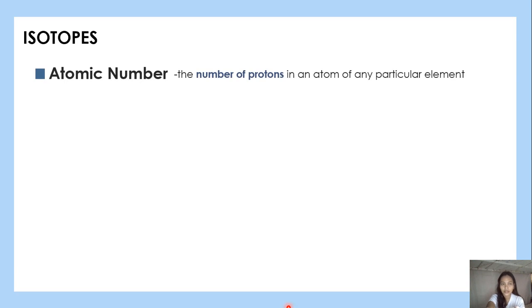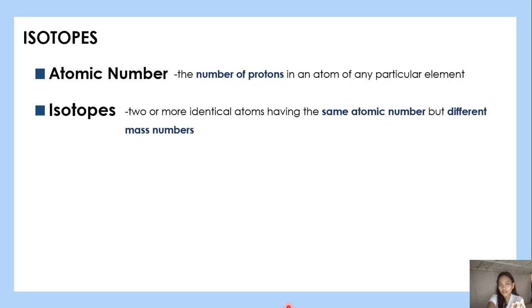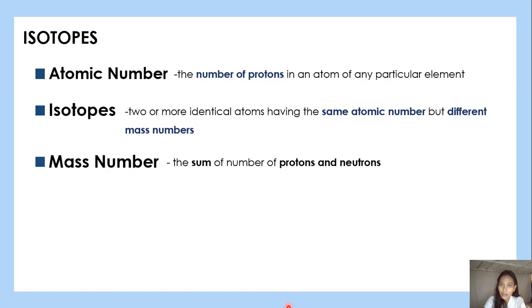Moving on, we have isotopes. The number of protons in an atom of any particular element is called the atomic number. If two or more identical atoms have the same atomic number but different mass numbers, they are called isotopes. They only differ in mass numbers because of the presence of neutrons. That means the mass number is defined as the sum of the number of protons and neutrons.